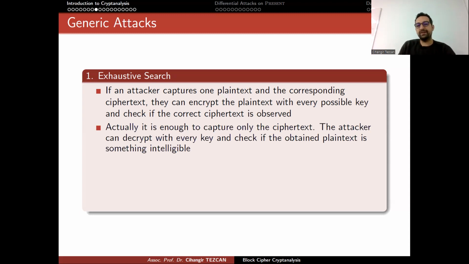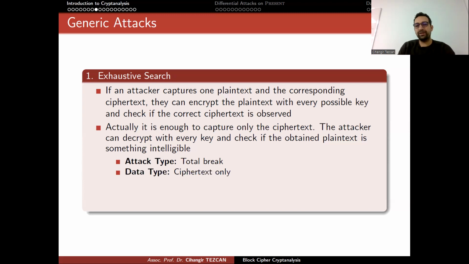Actually, it is enough to capture only the ciphertext in this scenario, because the attacker can decrypt the captured ciphertext block with every key and check if the obtained plaintext is something intelligible, for instance, if it is a word in English or Turkish and so on. So you don't have to capture the plaintext anyway. Capturing a single ciphertext block might be enough for you to perform this attack. Okay, so this is why I will call it a ciphertext only attack right away. So the attack type is total break. You capture the secret key when you perform this attack.